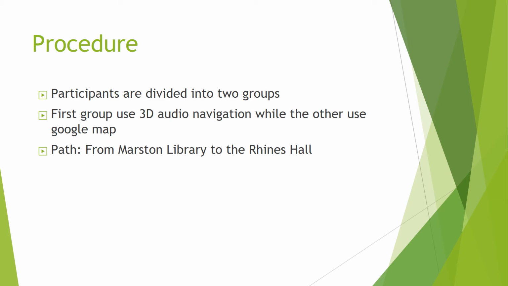Procedure. The participants are divided into two groups. The first group will use our app to walk from in front of Marston Library to Rhines Hall. The second group will use Google Maps to locate the same building. The participants will be selected based on how familiar they are with the UF campus. We will select participants that are not very familiar with campus because that is our target demographic.